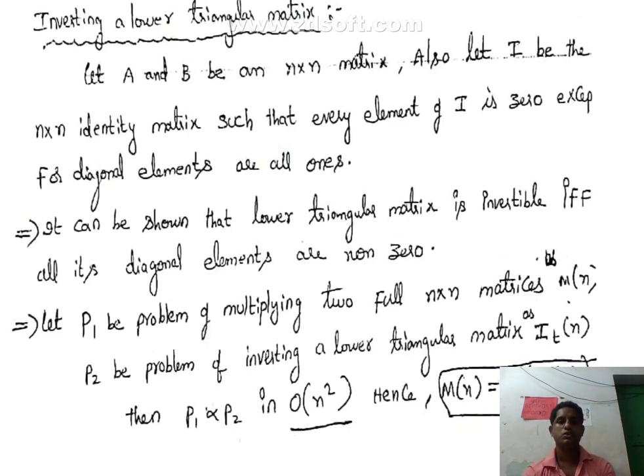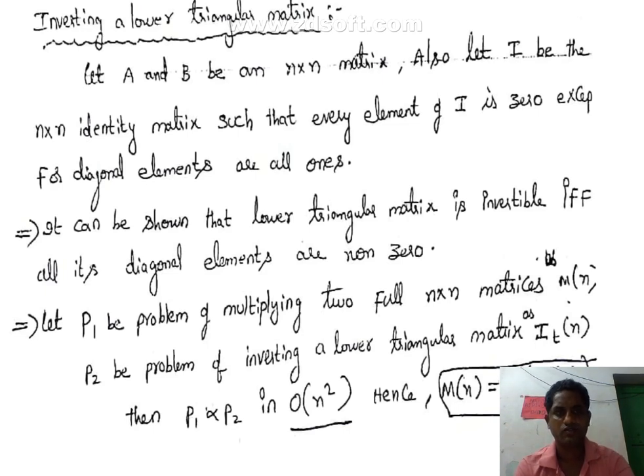It can be shown that a lower triangular matrix is invertible if and only if all its diagonal elements are non-zero. Let M(n) be the problem of multiplying two full n by n matrices, and let IT(n) be the problem of inverting a lower triangular matrix. Then P1 reduces to P2 in big O of n square, hence M(n) equals big O of IT(n).